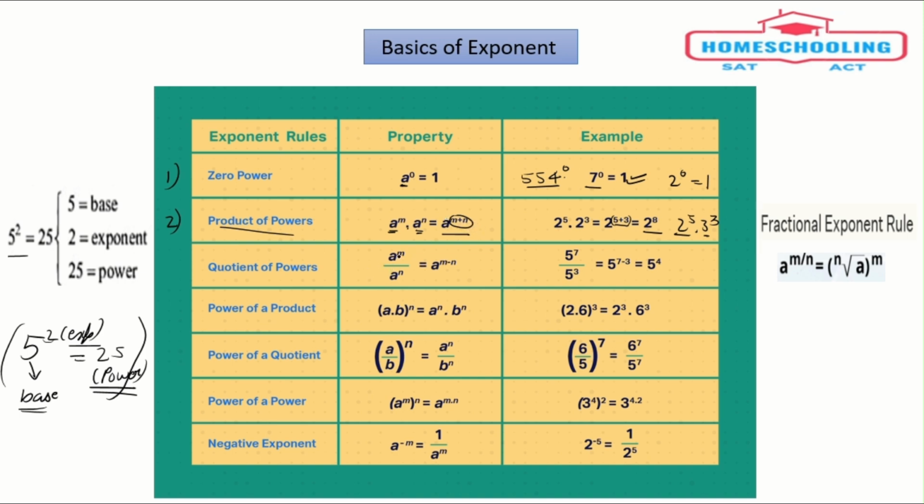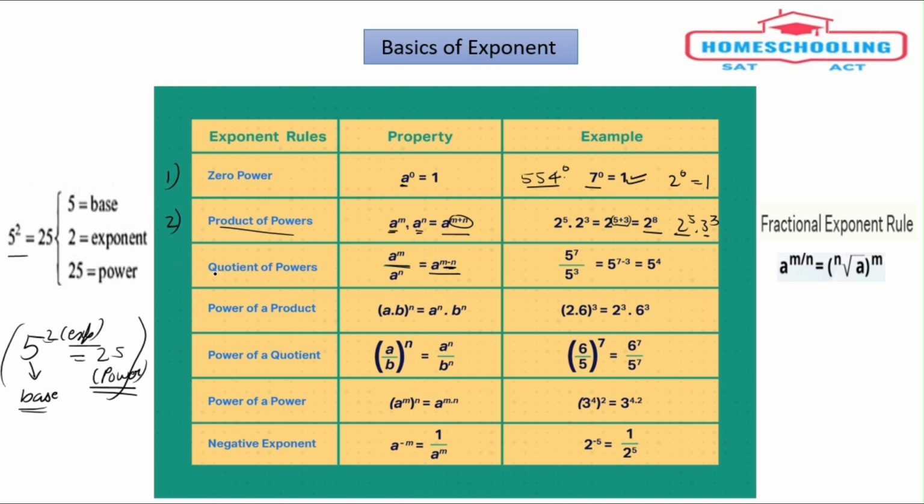Similarly, when it is given in division form, their exponents get subtracted from each other. So a to the power m divided by a to the power n is equal to a to the power m minus n.